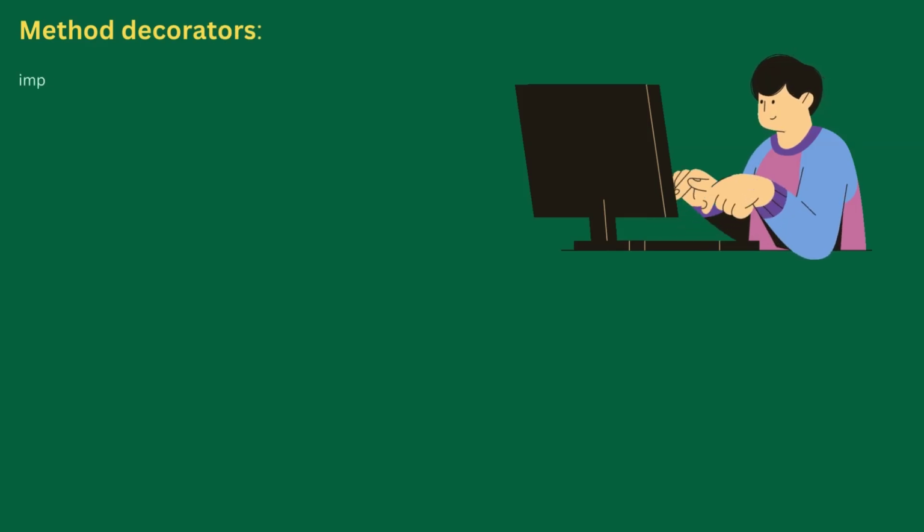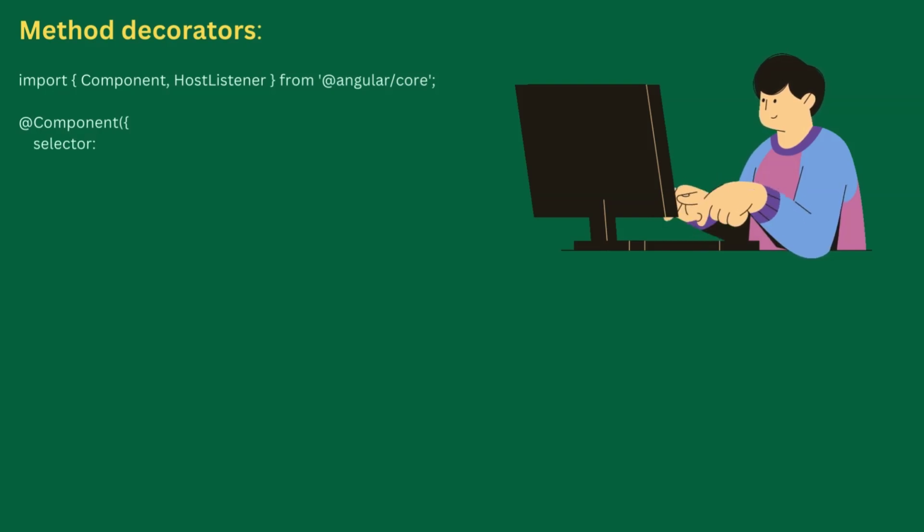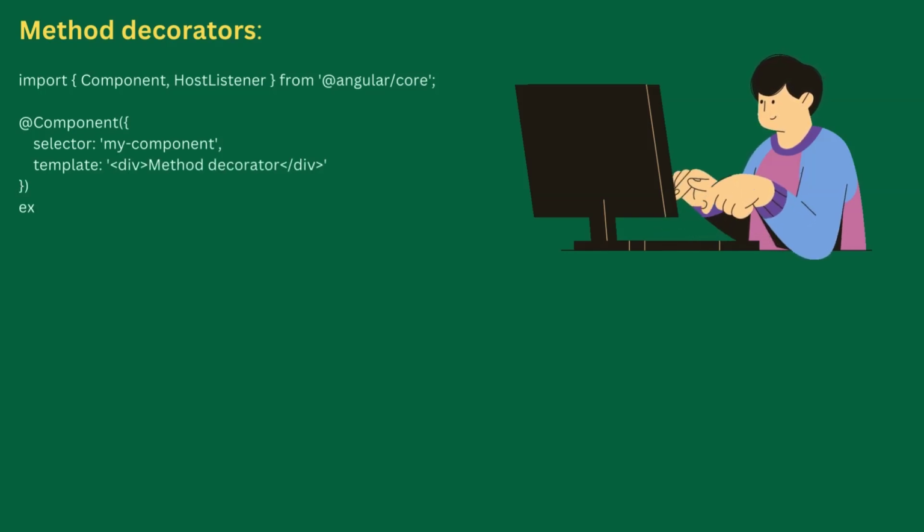Example of method decorators. Here we import Component and HostListener decorators. Under the @Component decorator, we have the selector for the component, that is my-component, and the template is a div tag with the text method decorator. Inside class MyComponent we have the @HostListener decorator with click and event. Under the onHostClick method, onClicked, the event is available.